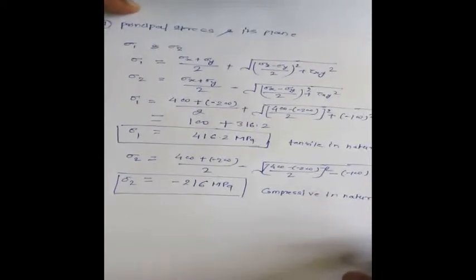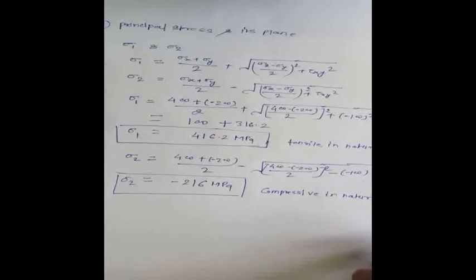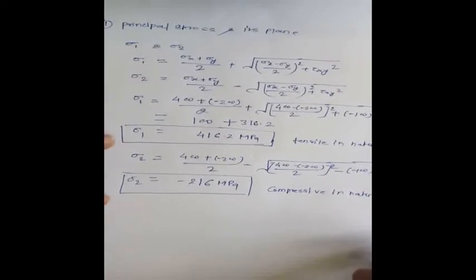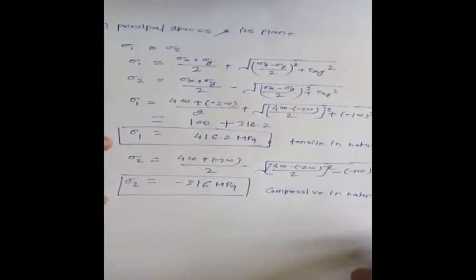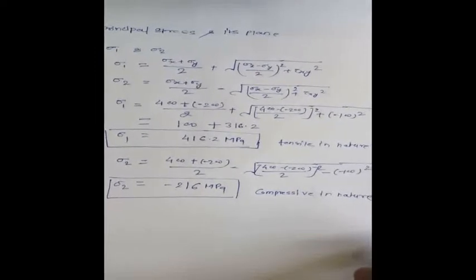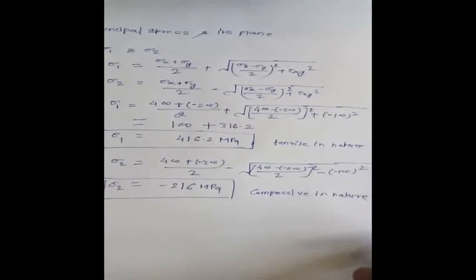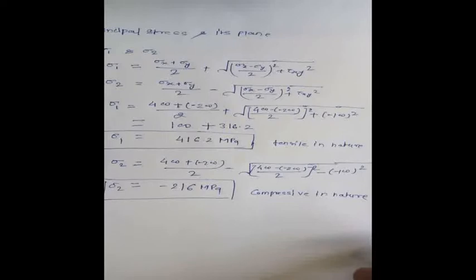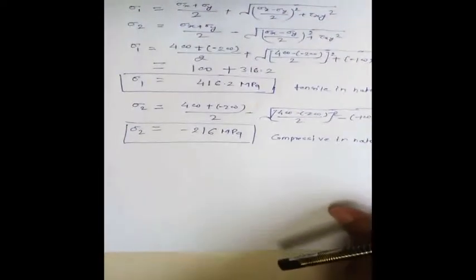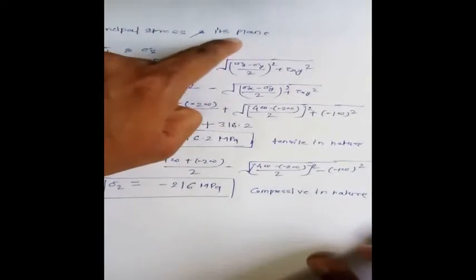This first question, for the principal stress, we find out the sigma 1 value and sigma 2 value. So sigma 1 is 416.2 megapascal and sigma 2 is minus 216 megapascal. So this is the principal stress. Now the other question asks for the principal stress and its plane. Next is to find out the principal plane.